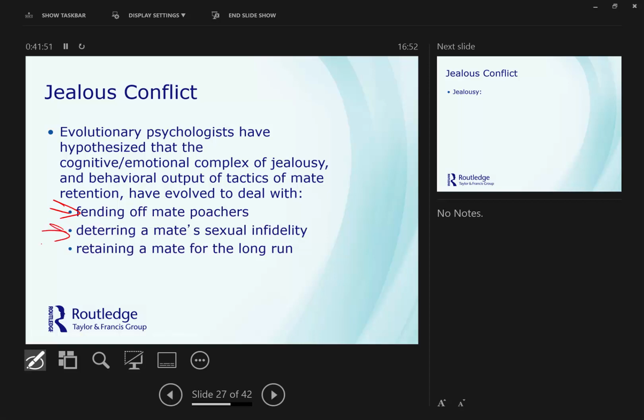You want to deter sexual infidelity, right? Again, we've always said in this class, the only thing worse than raising your own kids is raising someone else's kids, right? We've decided that. So keep that in mind. And then you do want to retain a mate for the long run, right? You want to have that kind of long-term mate.